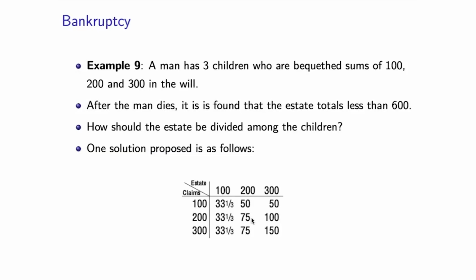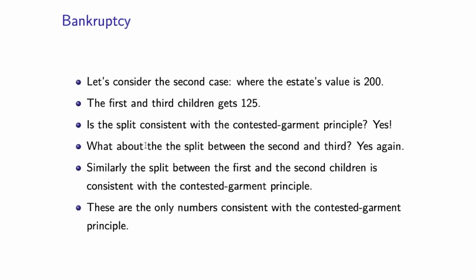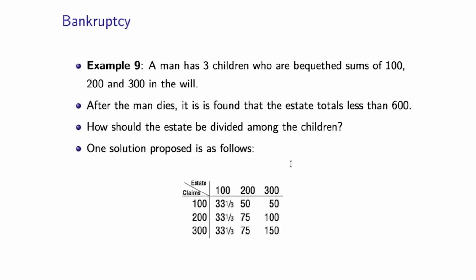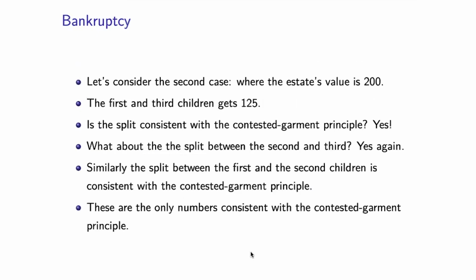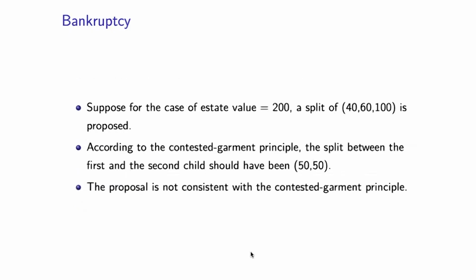So total claim is 125, 100 and 200 are the claims. So basically 25 is the non-disputed part that is going to player 2, and the remaining disputed part is equally divided between player 1 and 2. So we can see that all these three are actually numbers that we got out of this 200. This is exactly consistent with the contested garment principle, and in fact one can show that these are actually the only numbers which are consistent with the contested garment principle, right?